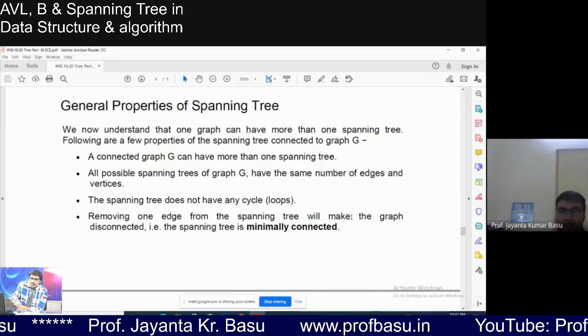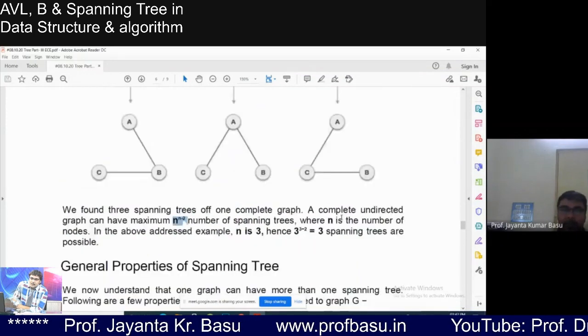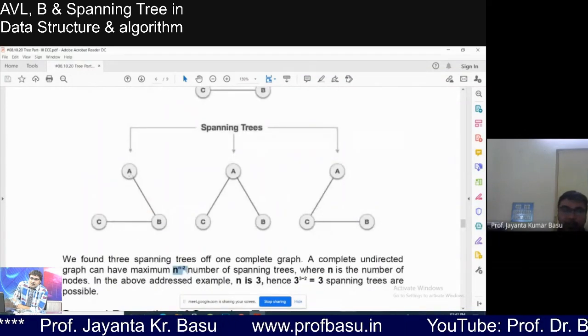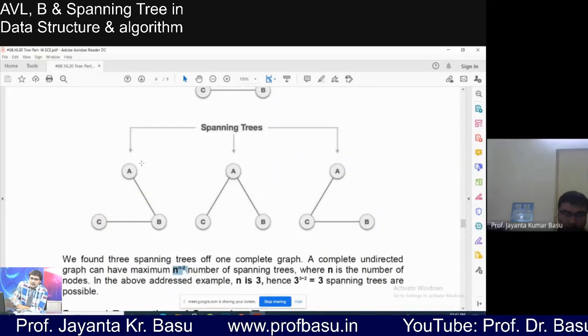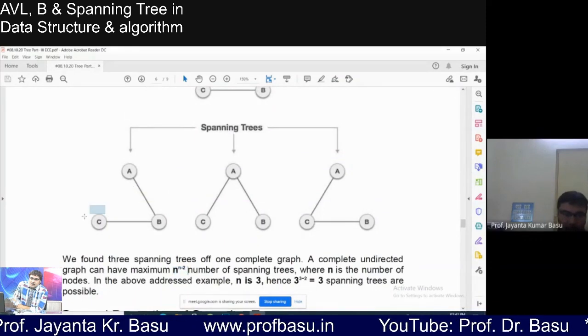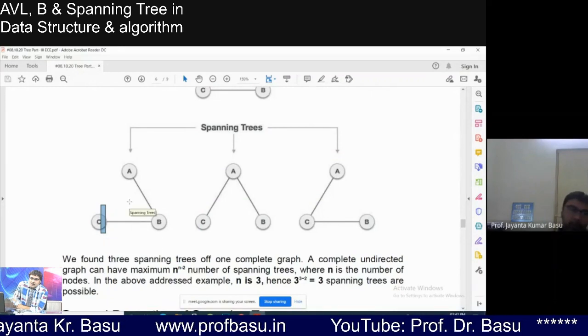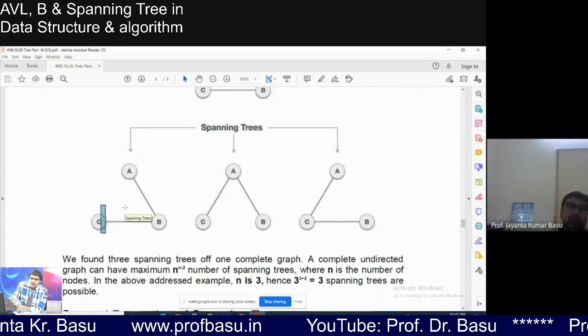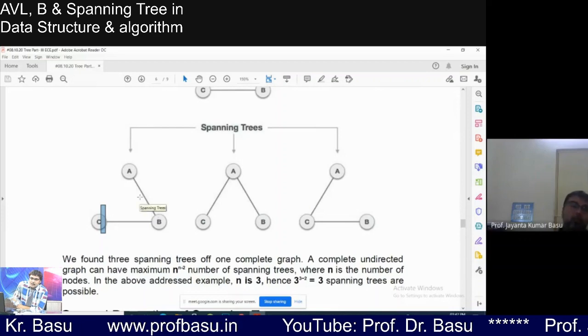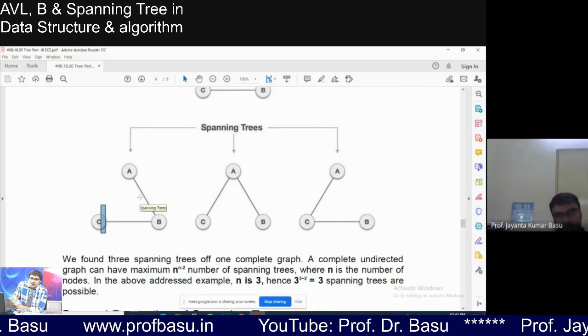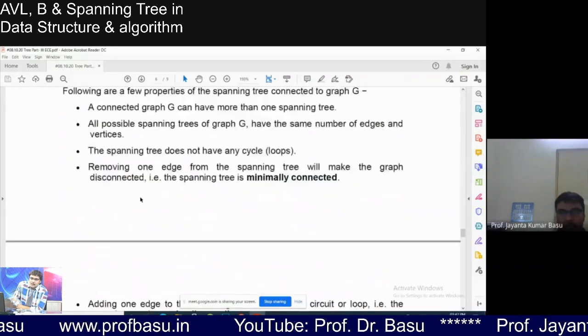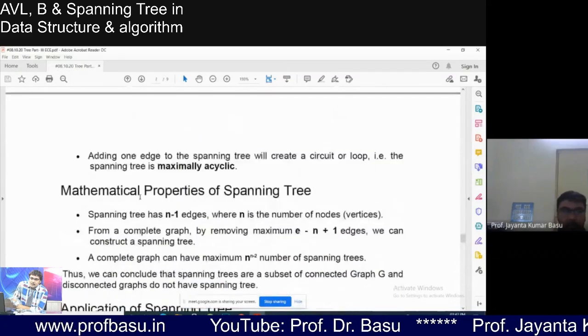Here, this disconnection is for the loop or cycle, not disconnection of a particular node. All the nodes will be connected, but you have to disconnect the path in such a way that it doesn't form a cycle. Got it? Okay. So this is the section we are talking about.